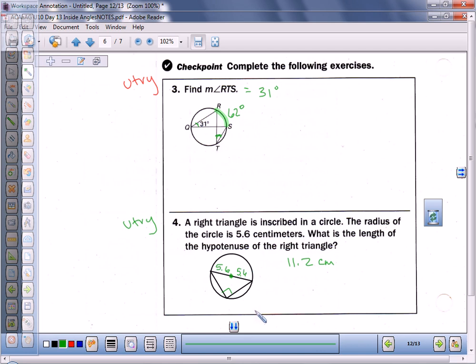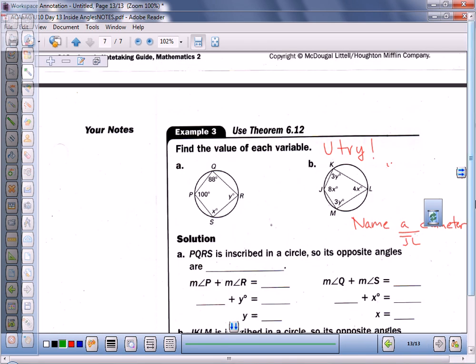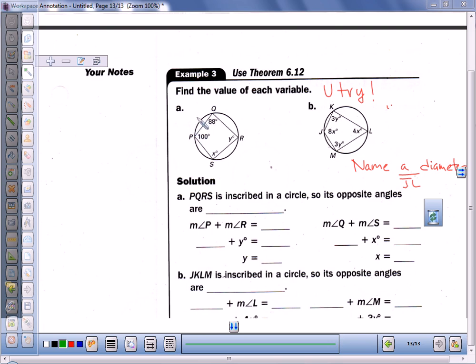We're going to do the first one together here. Here we have a quadrilateral inscribed in a circle. So what do we know about opposite angles? They add up to 180. So x plus 88 equals 180. So what is x? 92. Okay. And then y plus 100 equals 180. So what is y? 80. Okay, you try the next one.